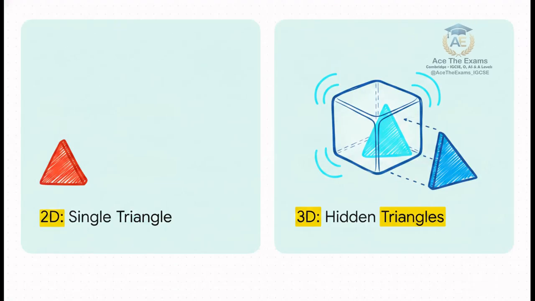Let's step into the 3rd dimension and see how everything we've learned builds up. When you look at a 2D problem, it's pretty straightforward, right? It's just a single triangle sitting there. But a 3D problem? It's really nothing more than a collection of hidden 2D triangles, just waiting to be discovered.